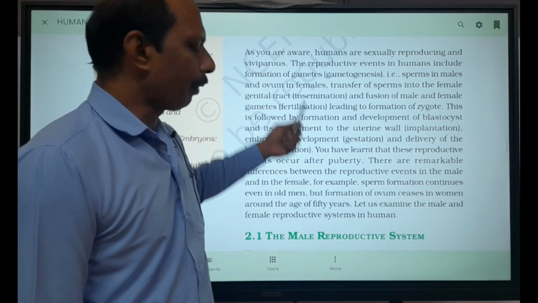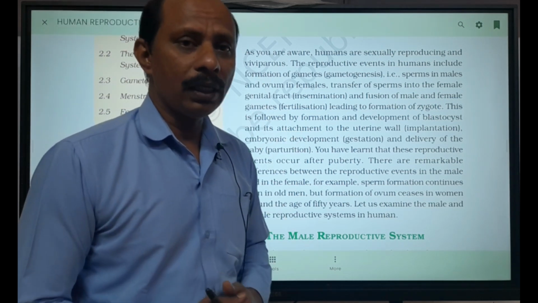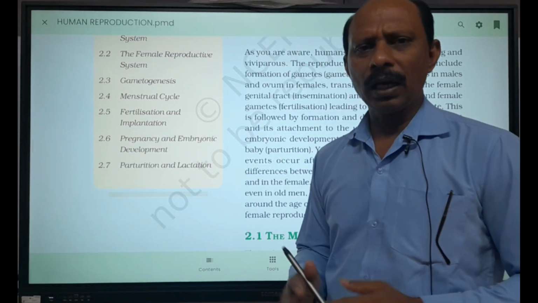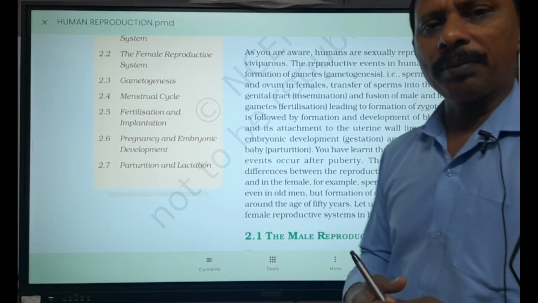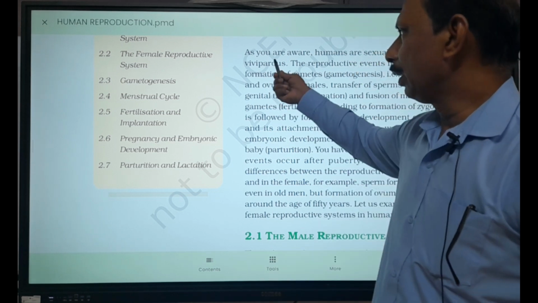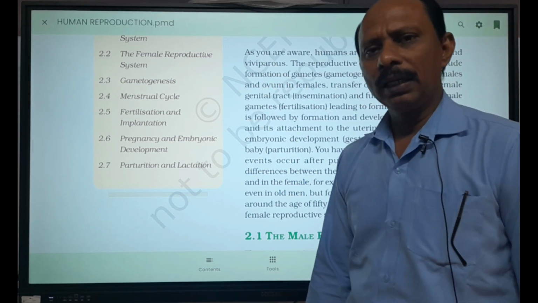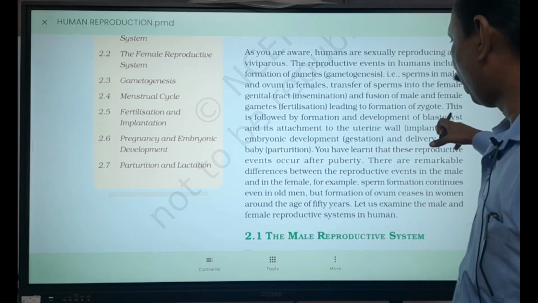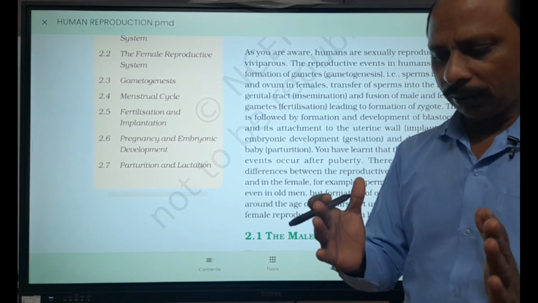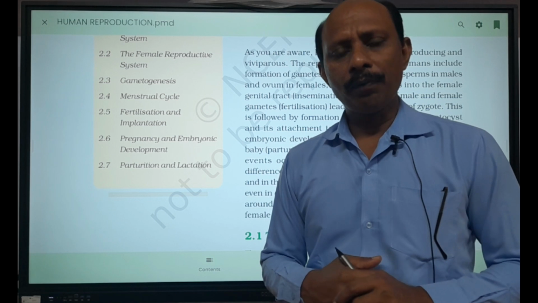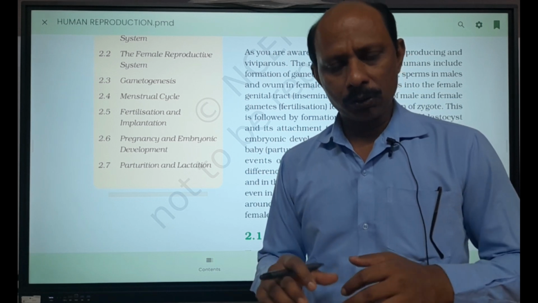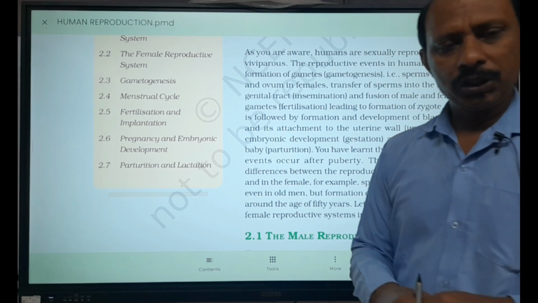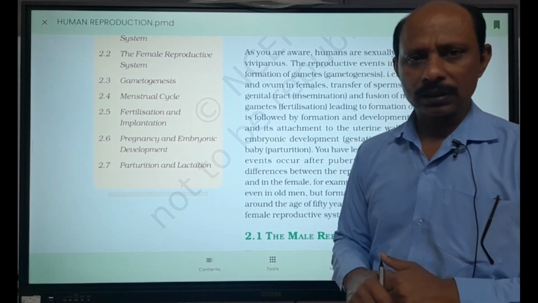Humans are viviparous because humans are eutherian, belonging to the primates. Eutherians are totally viviparous. They have a placenta: after implantation, a specific tissue is formed, which is also endocrine in nature. This is called placentation. We will discuss in this chapter the placenta and different types of placenta also.